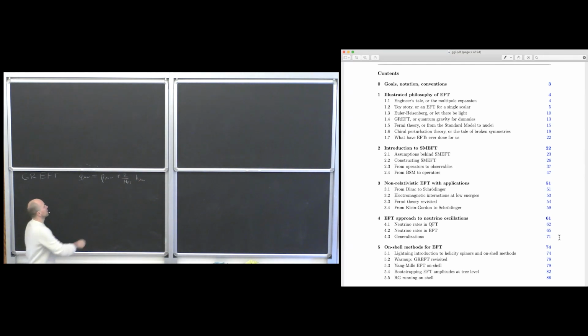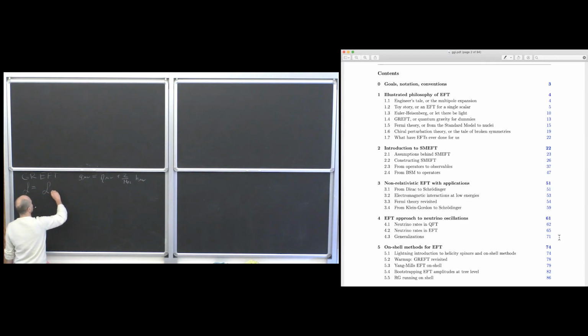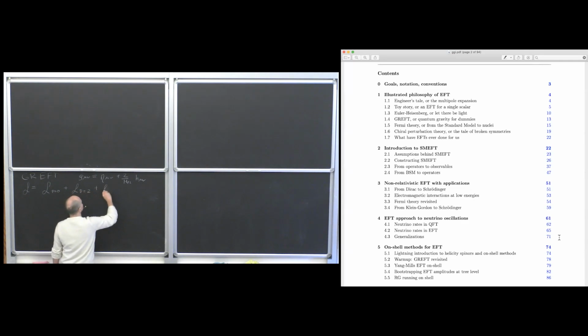So this is the usual diagonal Minkowski metric, and this here is a Planck scale, and here is the symmetric tensor that describes the graviton. So we can build the Lagrangian now. It will be some expansion, with dimension d equals 2 plus dimension d equals 6 and so on. I will explain why there is this gap.